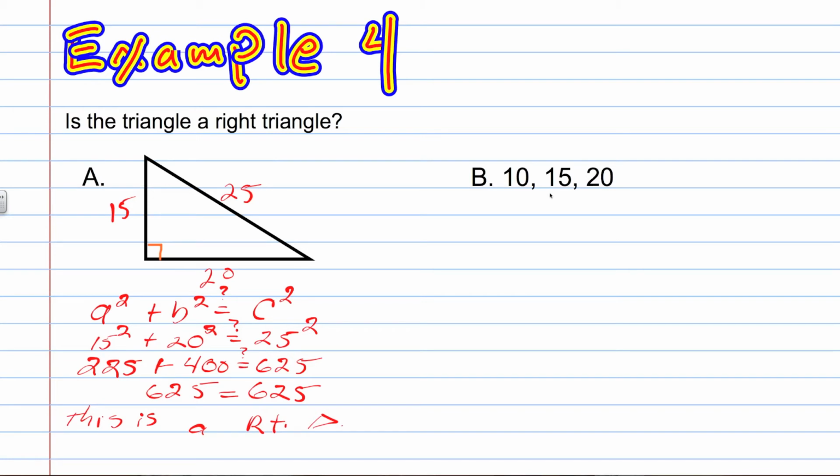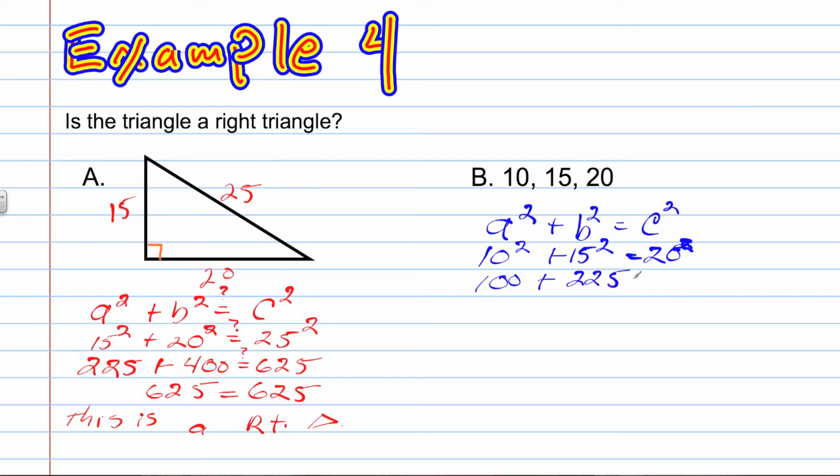Over here we're given 10, 15, and 20. It's always good to note that the longest given side is the side that you should put in for your hypotenuse. The hypotenuse is always going to be the longest side in a right triangle, because it's across from the largest angle. So in this case we'll have 10 squared plus 15 squared, and that's supposed to be equal to 20 squared. Not 20 to the 0 power, but 20 squared. 10 squared is 100. 15 squared is 225, and 20 squared is 400. 100 plus 225 is 325, and that, of course, is not equal to 400. Therefore, we can conclude that this is not a right triangle.